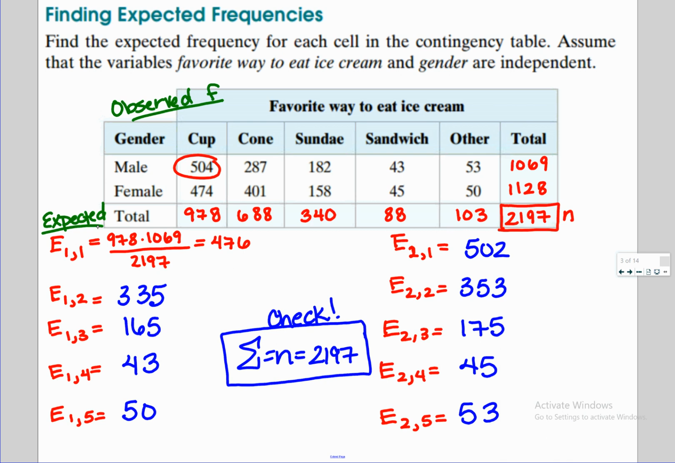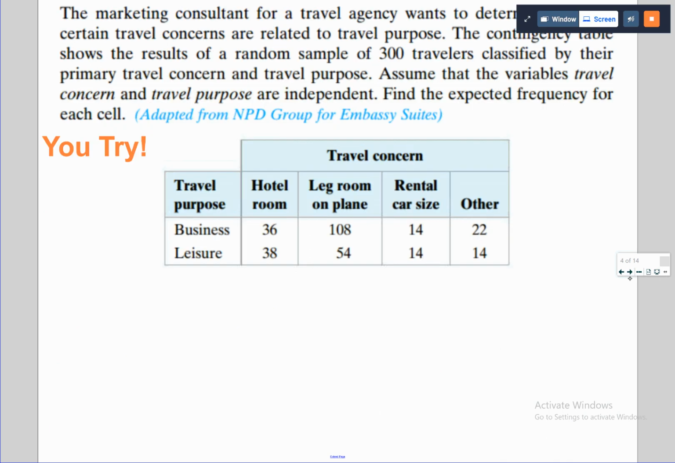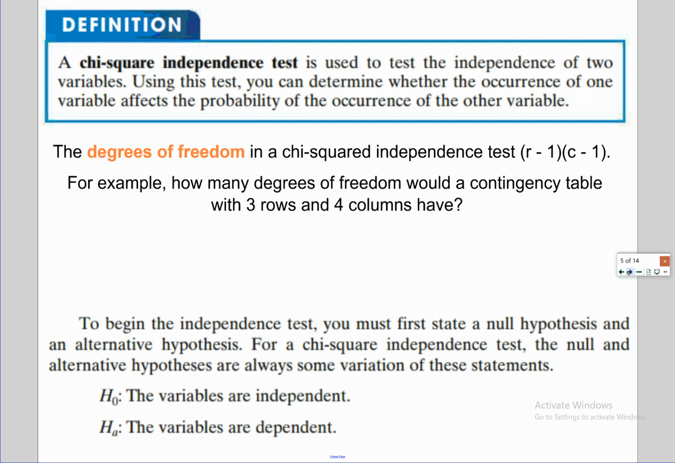Okay. All right, so the Try problem on the next slide, we're just going to skip that because you just did that one. So we'll jump right over that. What we have observed and expected frequencies for is so we can do a chi-squared independence test now. A chi-squared independence test is exactly what it sounds like. It tests the independence of 2 variables, whether they're independent of one another or dependent on one another.